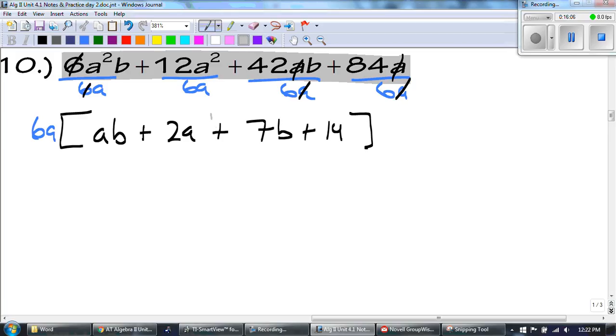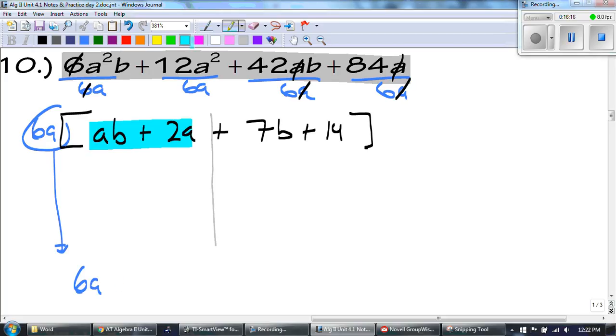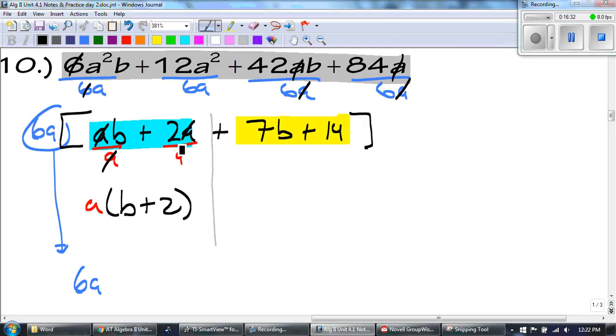Okay, so I'm going to bring down that 6a so I don't forget about it. And then I'm going to worry about my two groups. Now the AB plus 2a, the only thing I can take out is an a. The a comes out front, and we're left with b plus 2. Okay, those a's cancel, and those a's cancel.